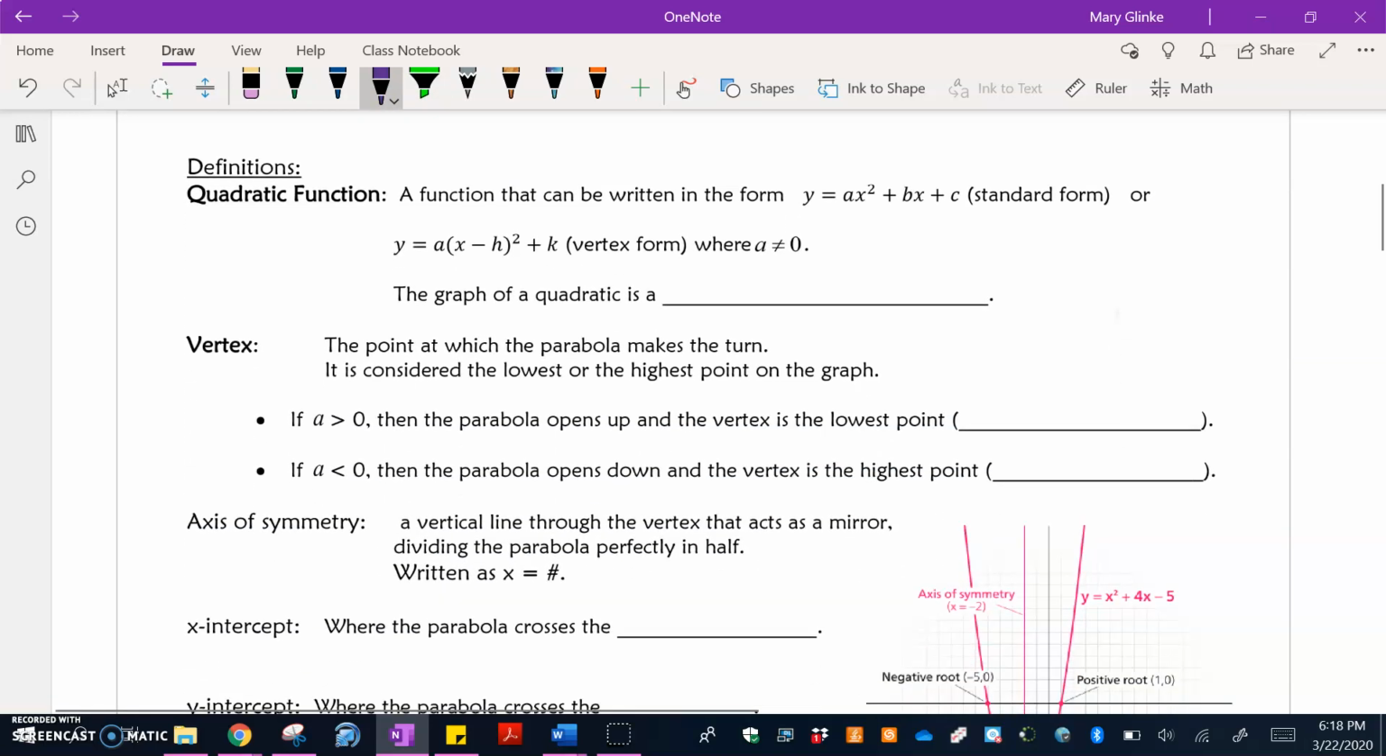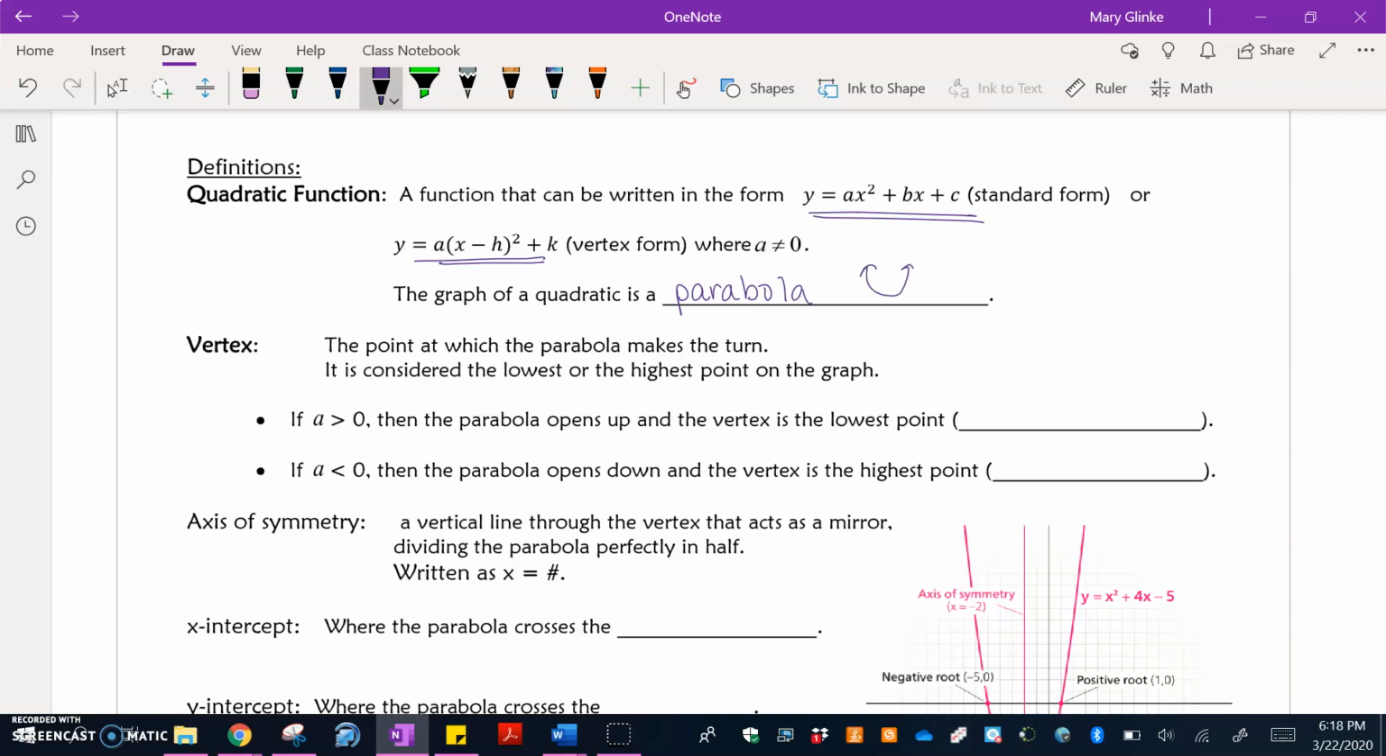So the first thing is we need to know what a quadratic function is. Quadratic functions can be written in two different forms as of right now. Standard form is y equals ax squared plus bx plus c. Or vertex form, which is y equals a(x minus h) squared plus k. In both of these, a cannot equal 0 because then it would not be a quadratic function but a linear function instead.